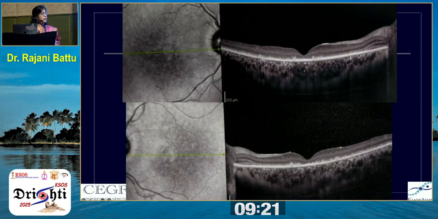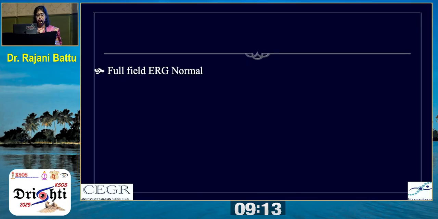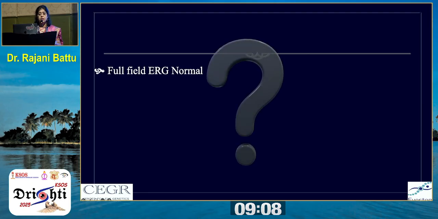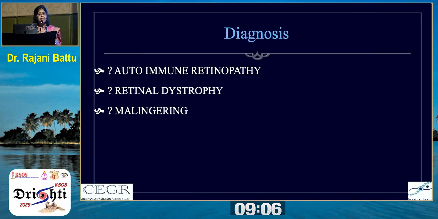So when you do the OCT, you see this significant loss of photoreceptor layer all throughout. And remember, it's only an 8-year-old child, and her full field ERG was difficult, but they found it was normal. So the diagnosis was varied: whether it was autoimmune retinopathy, whether it was retinal dystrophy, whether the child was malingering. In fact, this child was told she has autoimmune retinopathy and advised a whole body PET CT to pick up any malignancy.